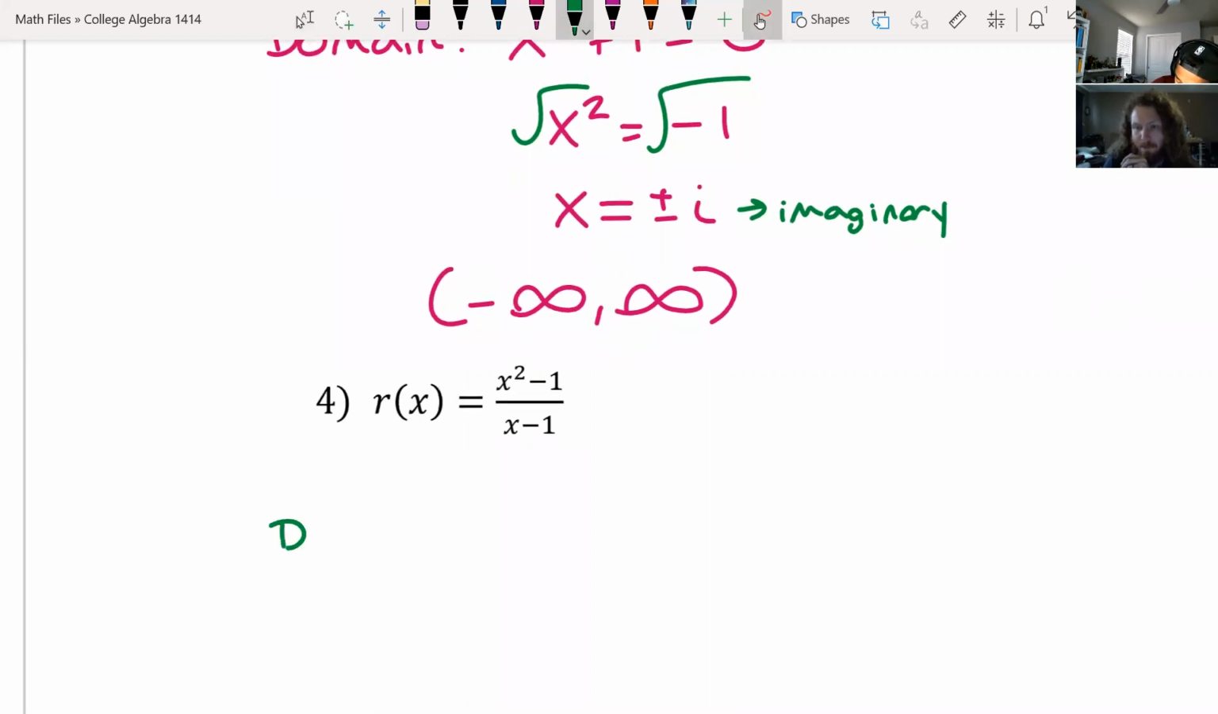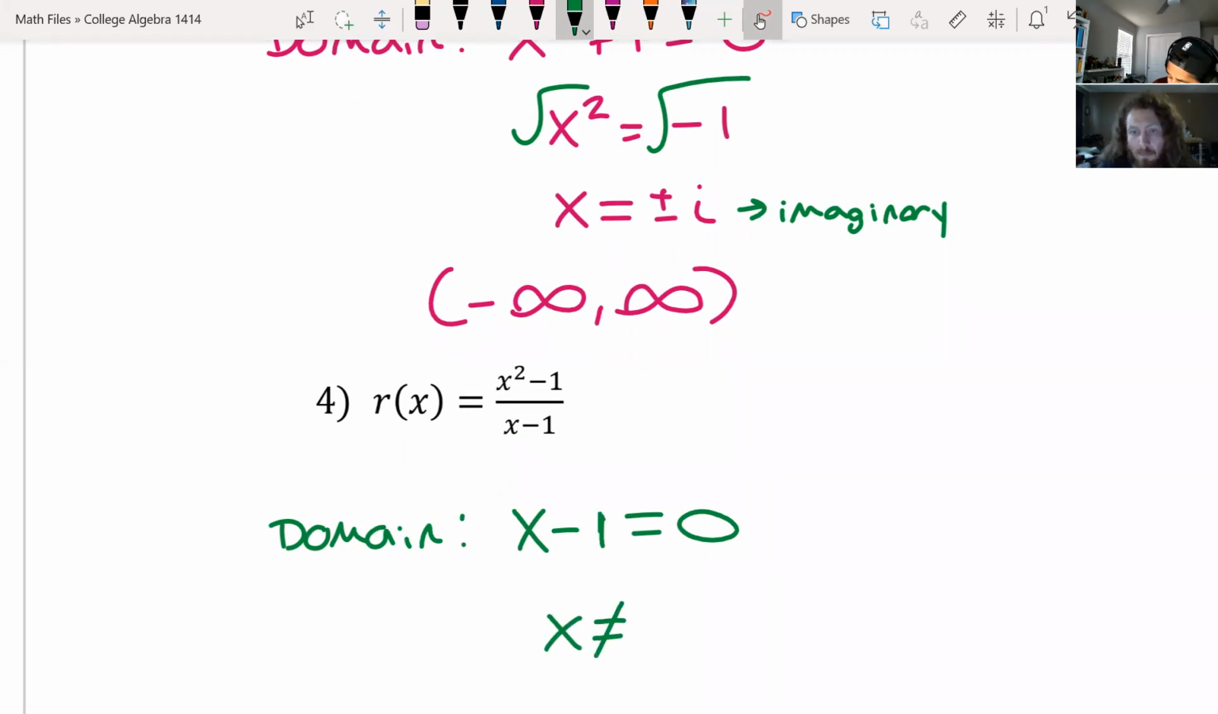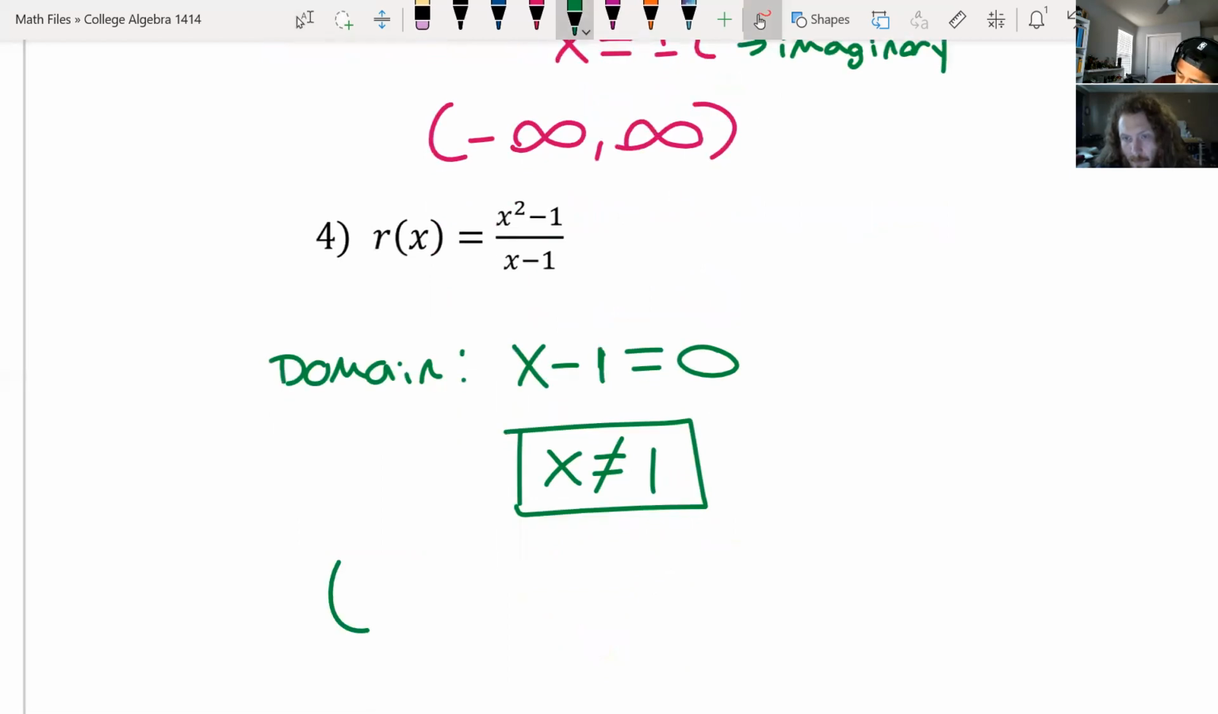Third one, here's our domain. We take the denominator, set it equal to 0, and solve for x. Easy enough, our domain is x cannot equal what number? 1. There you go. x cannot equal 1. There's our domain. It's good to practice interval notation. So negative infinity to 1, union 1 to infinity.